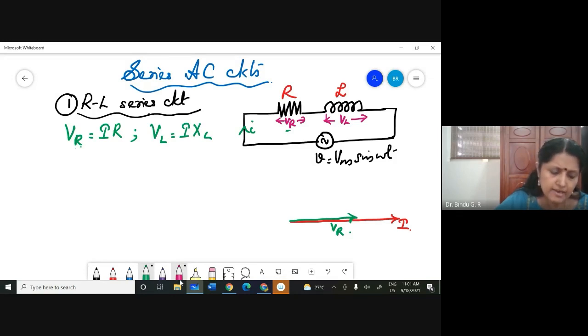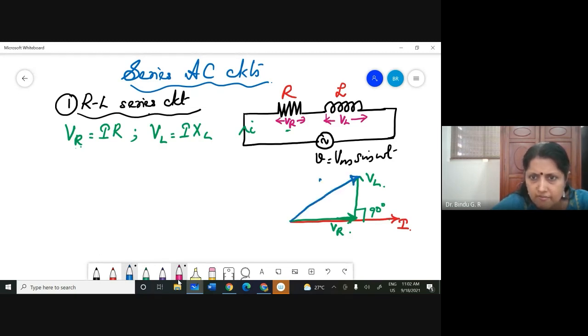What about VL? In an inductance, current is lagging. Always remember, in an inductance, current is lagging behind voltage by 90 degrees. So here, because I have drawn current as the reference, VL will be 90 degrees leading, isn't it? VL will be 90 degrees leading. What I am going to attempt is to draw the total resultant voltage. So the resultant voltage here will be like this. This is V.